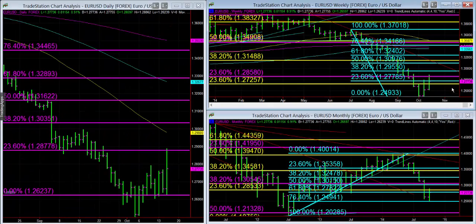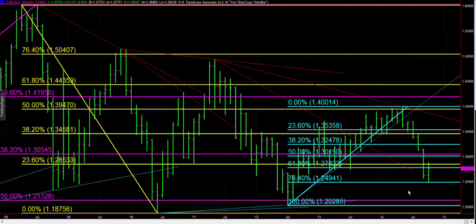Looking over at our monthly chart, we can see the move from December 2012 up through the high of 2014. We can look at the intramonth low coming in right around the 76.4% retracement area there. So that is definitely a key level that traders are focusing on, and that is why they took the low of the euro there this month.